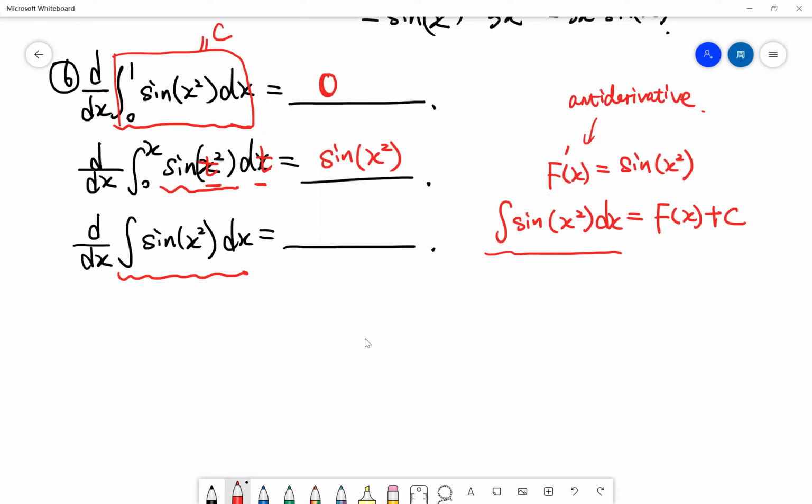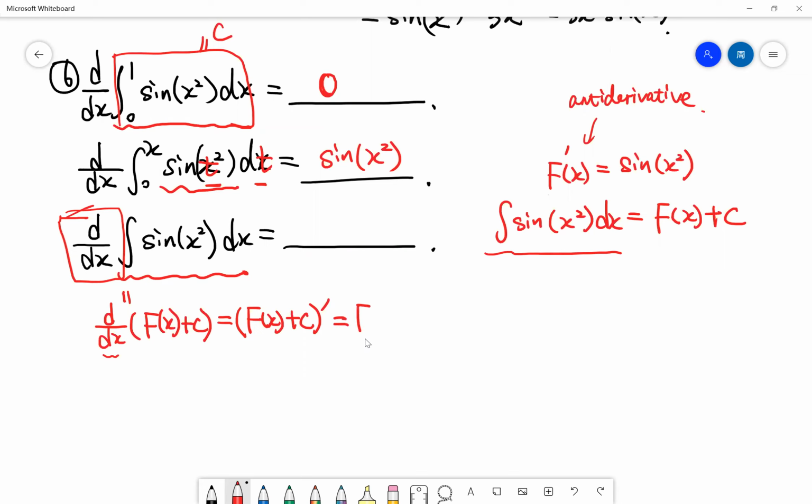So here, this symbol means we want to calculate the derivative. So here, it equals d of capital F of x plus c by dx, right? And here, that also means capital F of x plus c prime, right? It has the same meaning. And then we use the sum rule, and that equals capital F of x prime plus c prime, right?